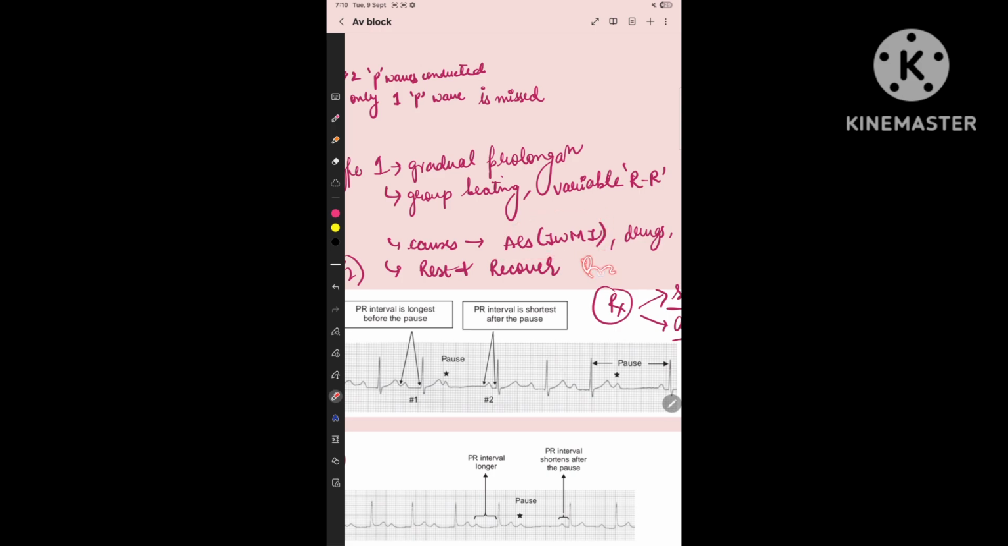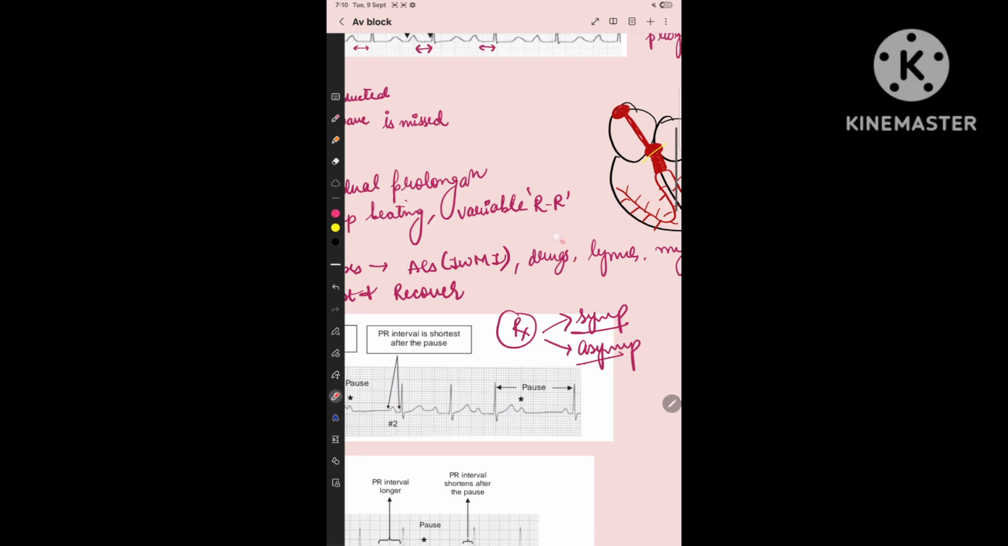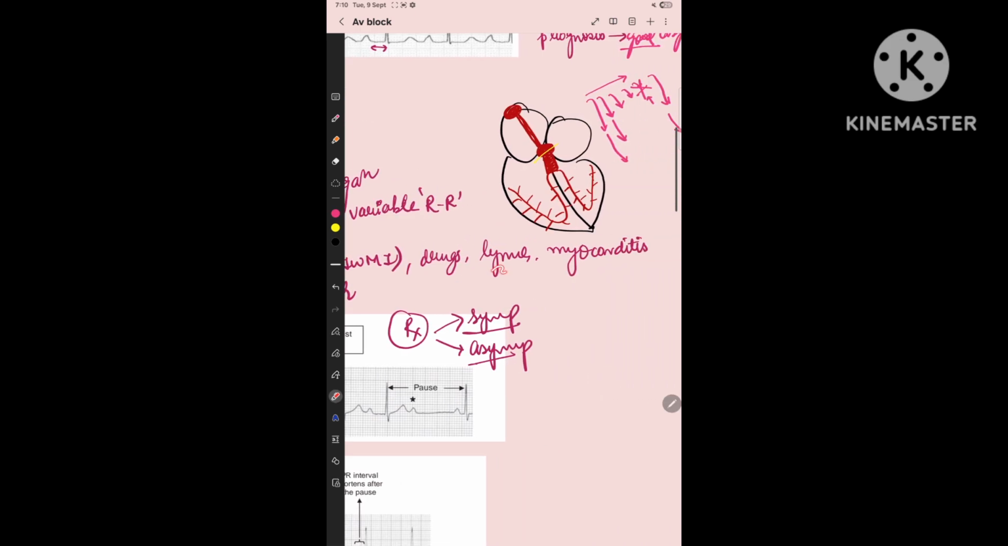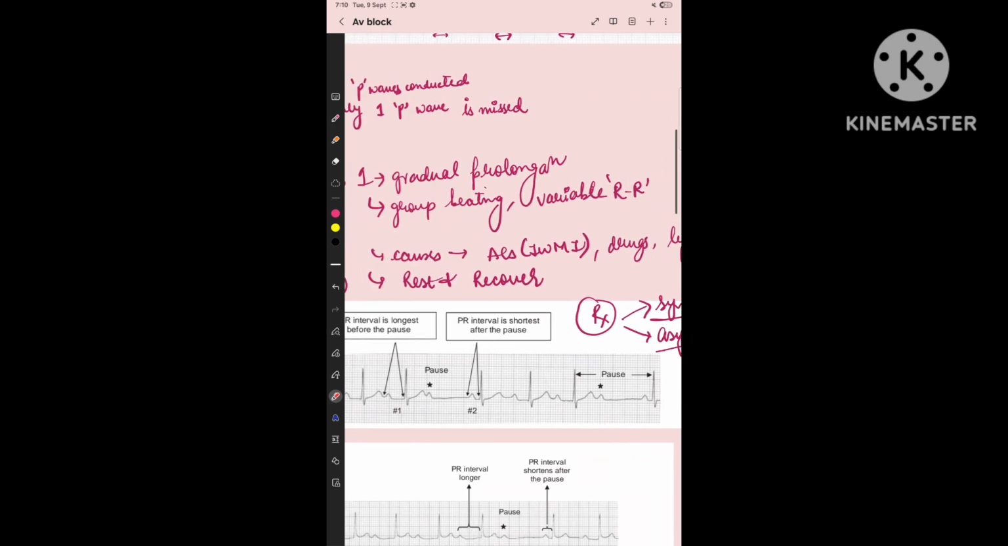In the inferior wall MI, the right coronary artery is getting occluded. As we know, the right coronary artery supplies our AV node. So whenever we have occlusion of the RCA, the AV node will go under ischemia, so there will be type 1 second degree AV block. Drugs like beta blockers and diseases which cause edema of the AV node, like Lyme disease and myocarditis, will all lead to type 1 second degree AV block.